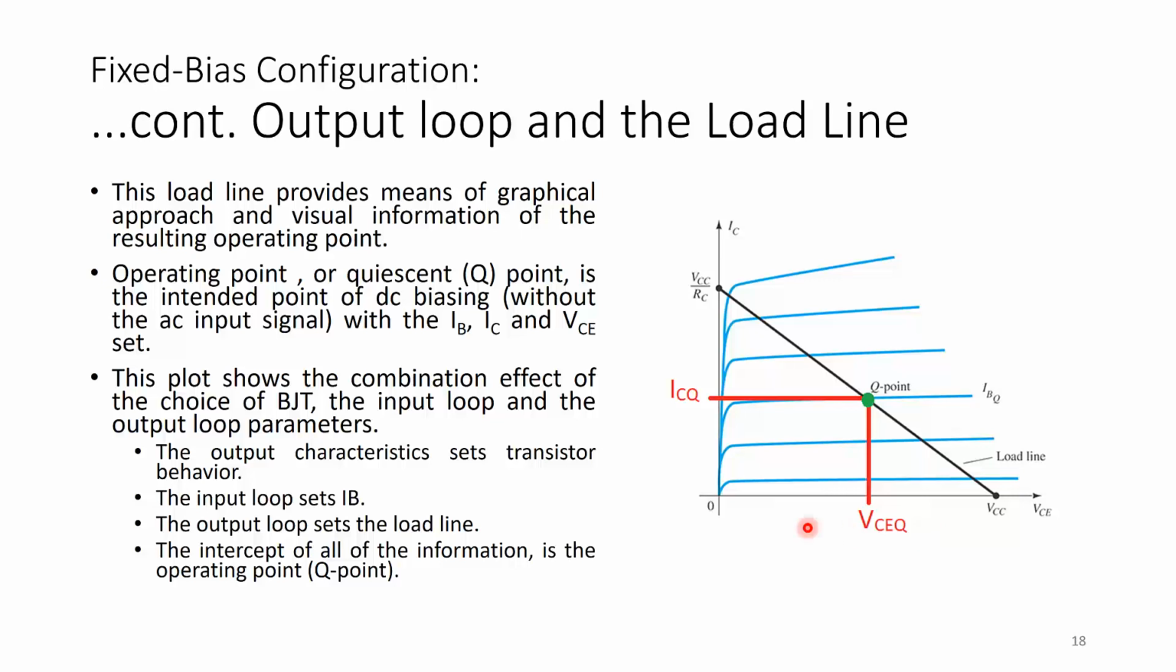The input loop would set IB, which of this IB level would be selected, and the output loop sets the load line. So this is a combination of all three: the input loop, the output loop, and the choice of BJT itself. And the intercept of all the information is the operating point or Q point.